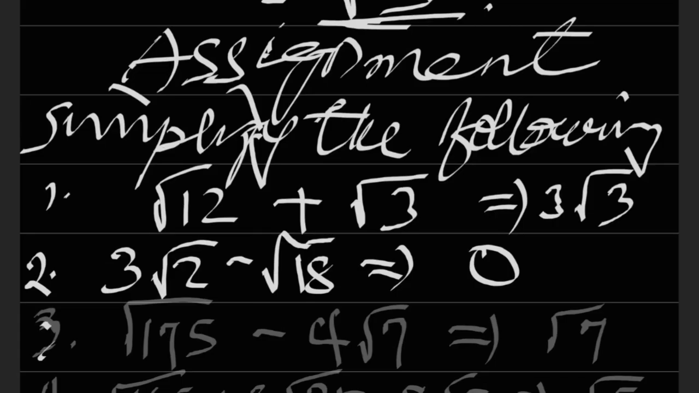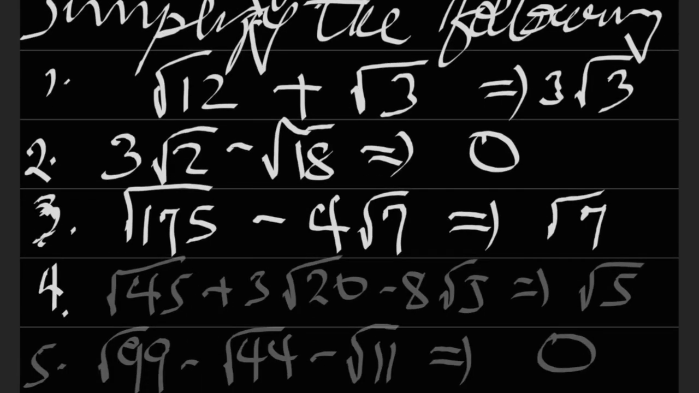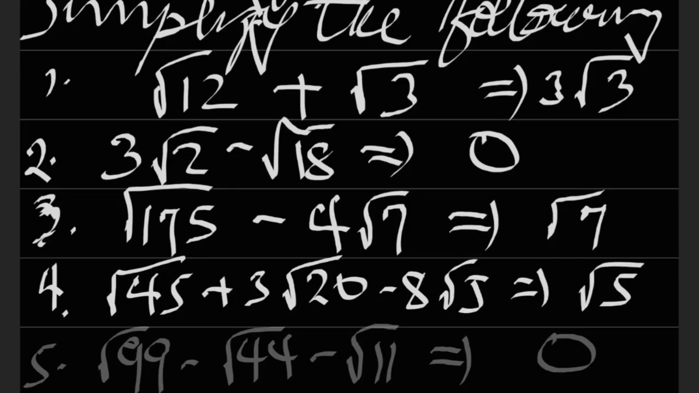Question number 3, I want you to simplify square root of 175 minus 4 root 7. If your work is correct, your final answer will give you root 7. Question number 4, I want you to simplify square root of 45 plus 3 root 20 minus 8 root 5. If your work is correct, your final answer will give you root 5.